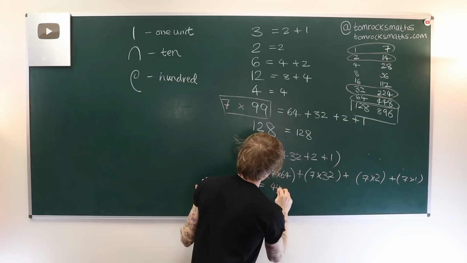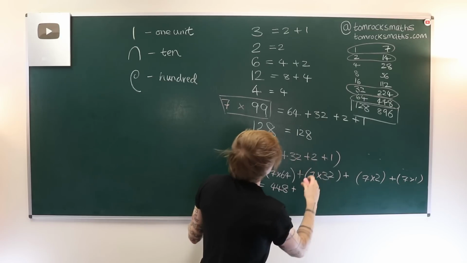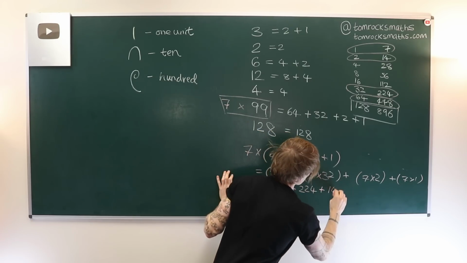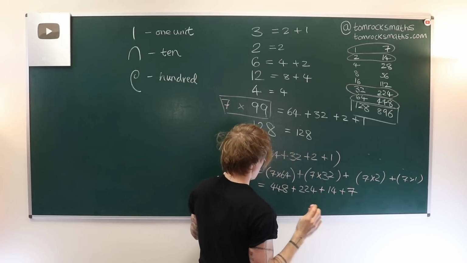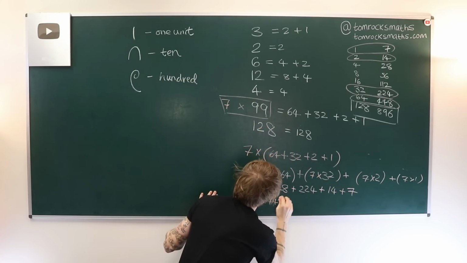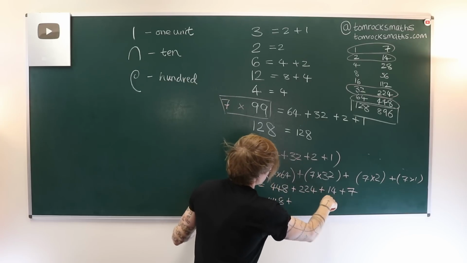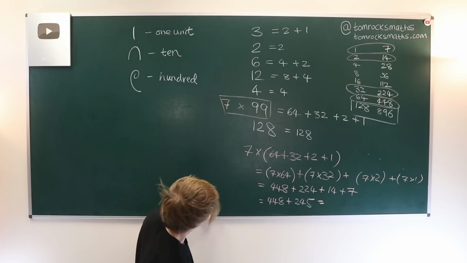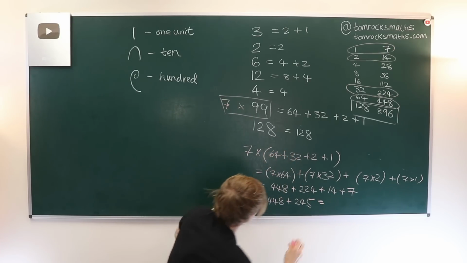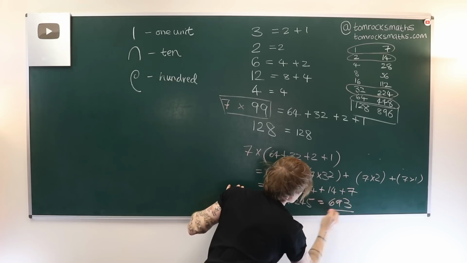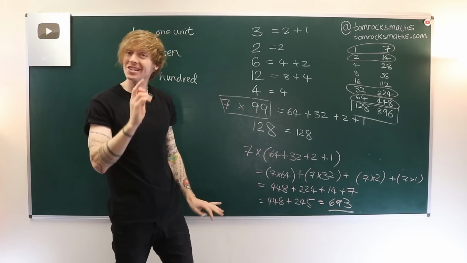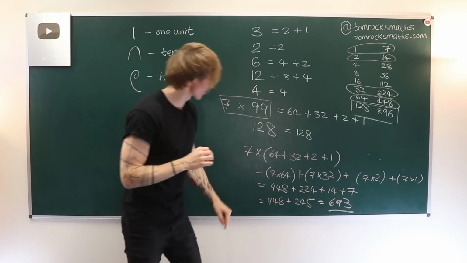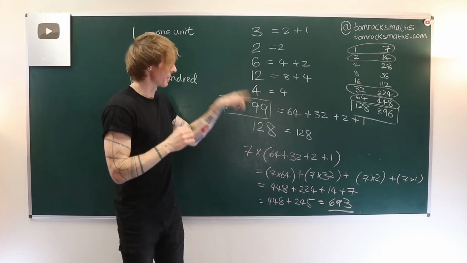So that's 448 plus 224 plus 14 plus 7. And that's going to give me, I'll do this step by step, 448 plus, that's 21, so that's plus 245. So now I can hopefully add those two together and get 693. So I believe using ancient Egyptian mathematics, their method of multiplication, 693 is 7 multiplied by 99.